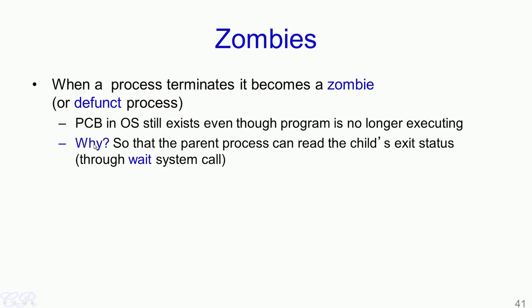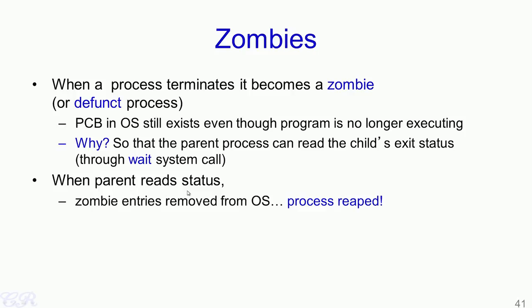Zombies are present so that the parent process can read the child's exit status through the wait system call. When a program exits, its exit status is stored in the PCB in the operating system. So, when the wait system call is invoked by the parent process, the PCB of the exiting child process is read and its exit status is taken from there. When the wait system call is invoked by the parent, the extra zombie entries in the OS are removed. This is known as the process reap.